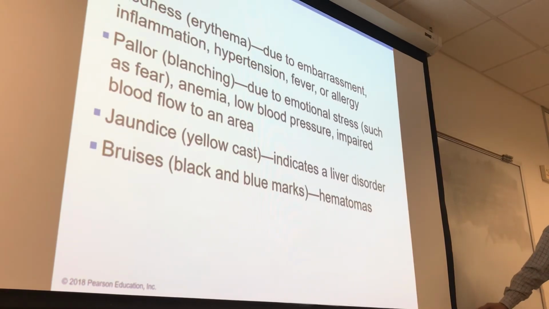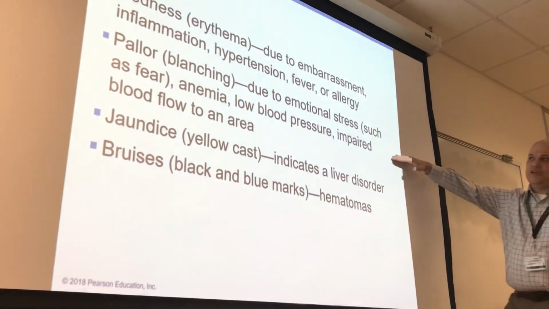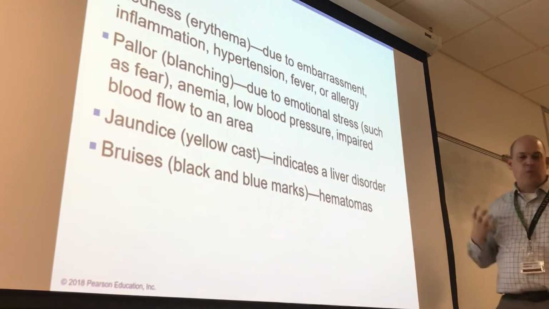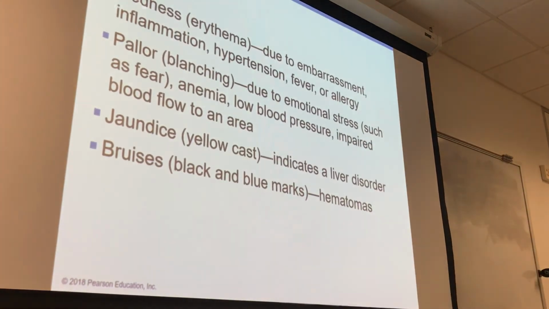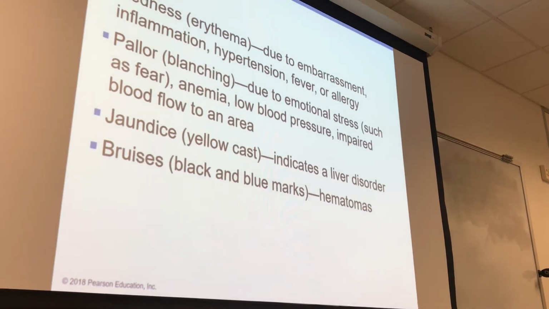There are some bad skin colors. Redness, i.e., we've all had redness from inflammation, hypertension, fever, or allergy, where your skin just turns red. Pallor is blanching. That's when your skin becomes whiter or paler than it usually would be. This is usually due to emotional stress, anemia, low blood pressure, or low blood flow to the area of the skin.